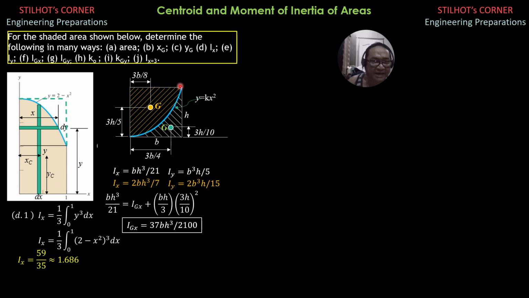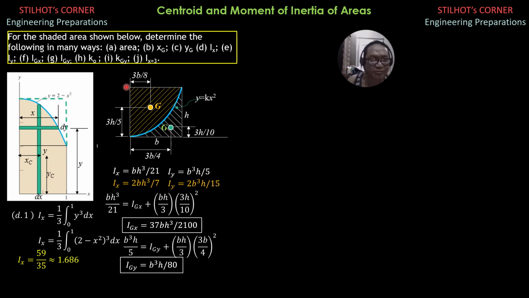Likewise for Igy, the distance is 3/4 b. Since Iy is b cubed h over 5, it equals Igy plus area 1/3 b h times the distance squared, 3/4 of b quantity squared. If you simplify that, Igy is equal to b cubed h over 80.